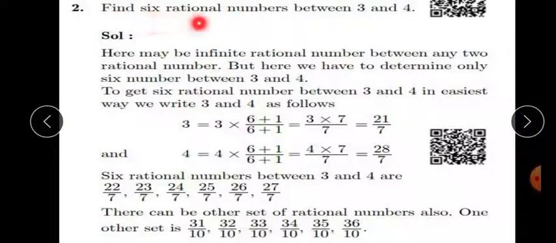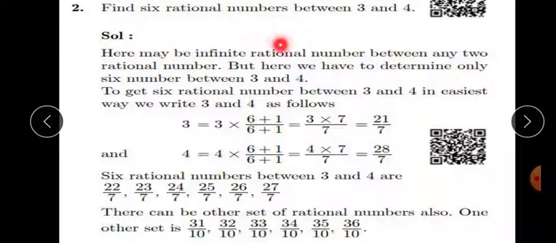Find 6 rational numbers between 3 and 4. The question asks to write 6 rational numbers between these two numbers, that is 3 and 4. As I told you earlier, we can have infinite rational numbers between any two rational numbers. If two rational numbers are given, we can have uncountable, or we can say infinite, rational numbers. But in the question it is asked only to write 6 rational numbers.